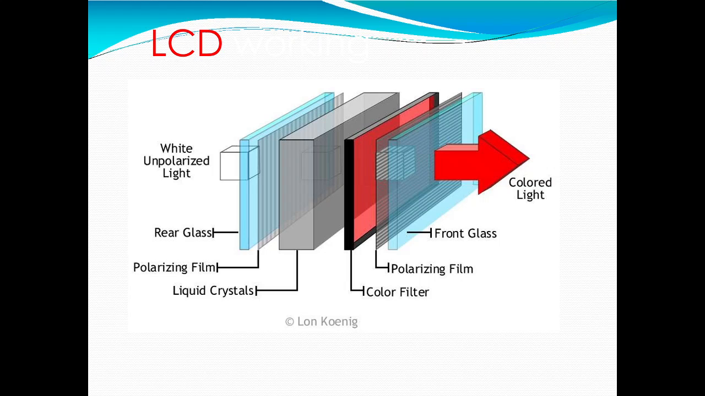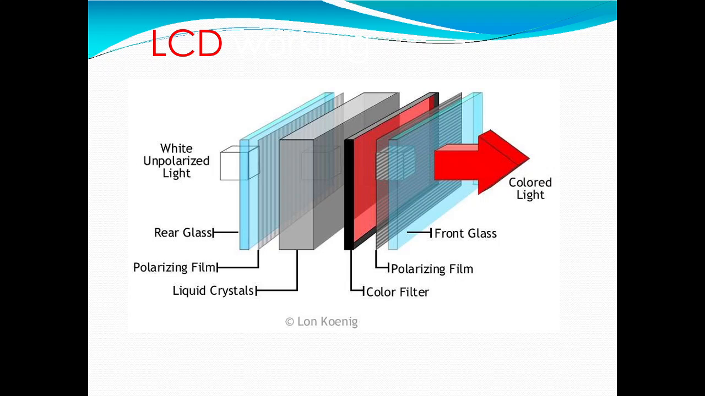In this figure we can see the LCD, where the white unpolarized light sheet is there, then the rear glass sheet, then the polarizing film, then the liquid crystal, then again the color filter, the RGB color filter, the polarizing film, the front glass, and we can see from the front side.